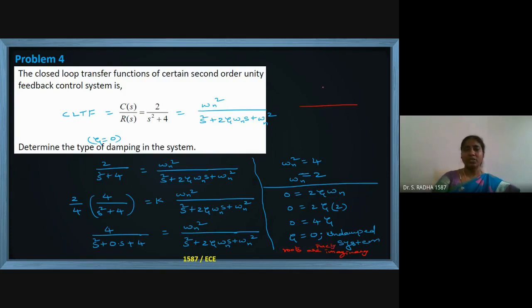The location of the roots means on the y-axis you can just put them. On the y-axis the roots will be present. The x-axis is the real axis, the y-axis is the imaginary axis. This is the location of the roots. This is the nature of the roots: purely imaginary. This is an undamped system.